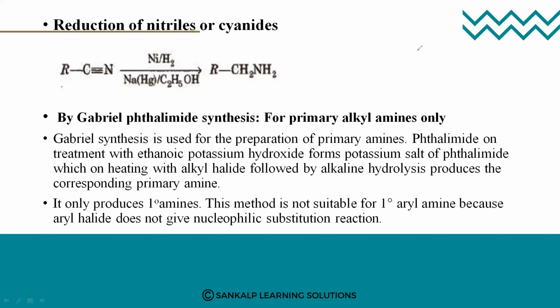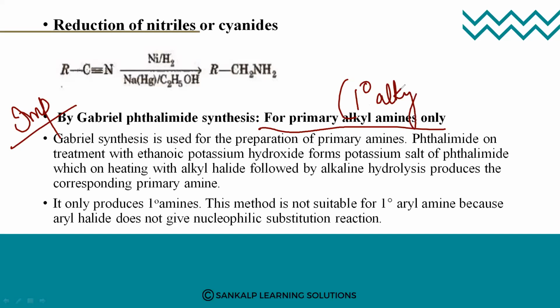The next is the Gabriel phthalimide synthesis. This is a very important synthesis, and it is used only for the preparation of primary alkyl amines. We can prepare only the aliphatic primary amines from this reaction.